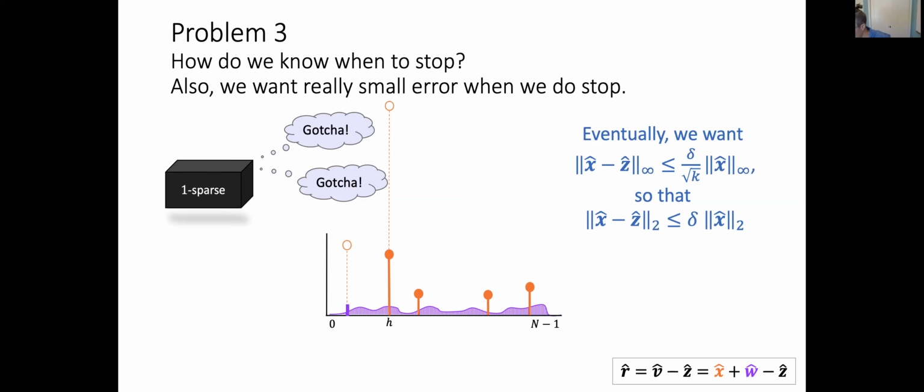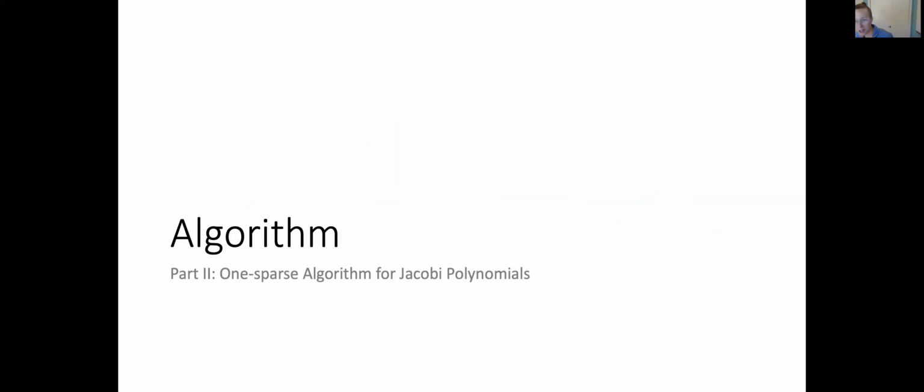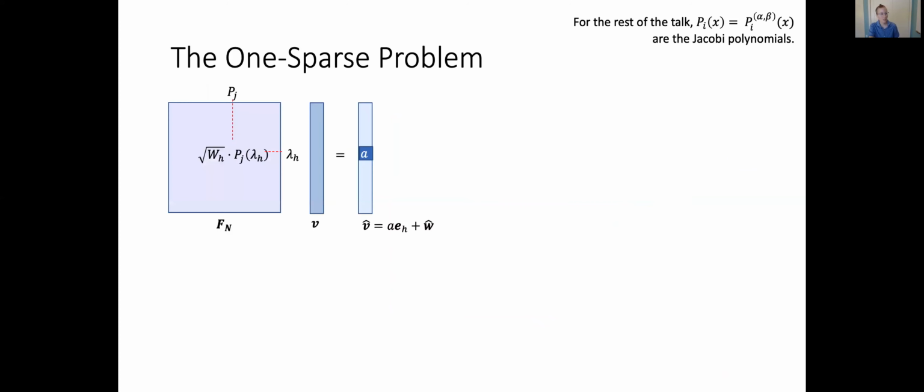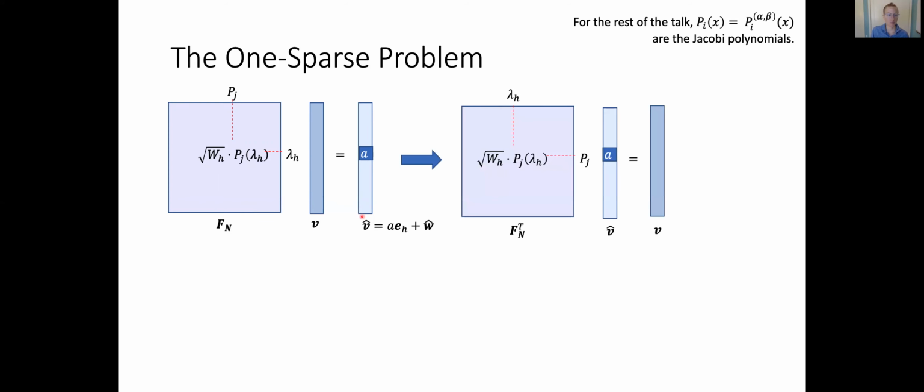Cool. Okay, so I have just 2 minutes to talk about the one-sparse problem. So maybe I'll say again the basic idea and some of the hiccups that come up. So what is the one-sparse problem? The one-sparse problem is as follows. Once again, I have my matrix F times some vector V, and I have some one-sparse vector V hat. I can multiply both sides of this equation by the transpose, and I see that V, the vector that I have query access to, is basically equal to a bunch of polynomial evaluations at some root lambda h that I'm trying to find, plus some noise.